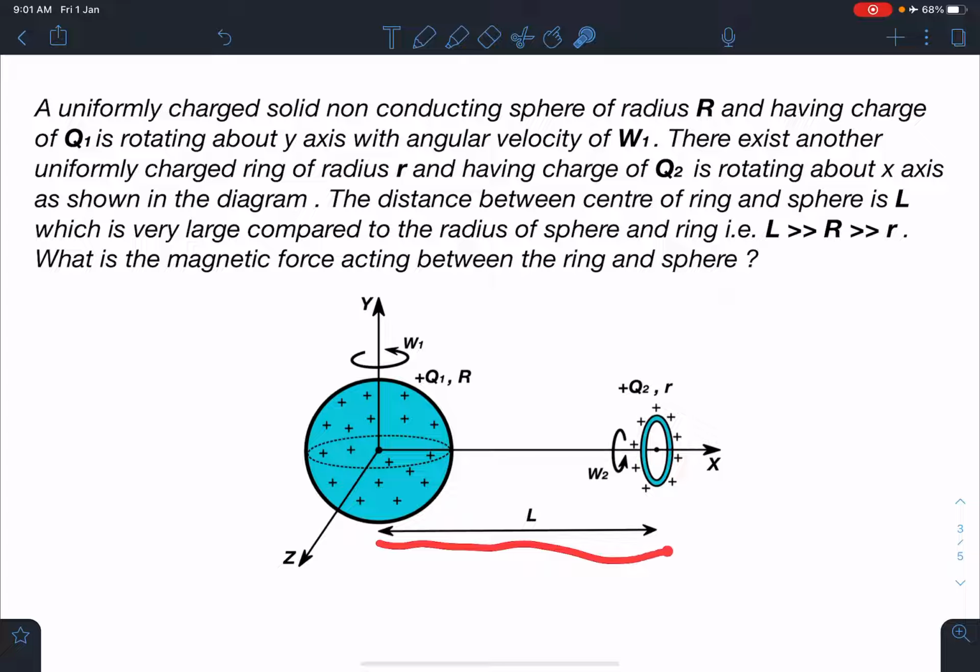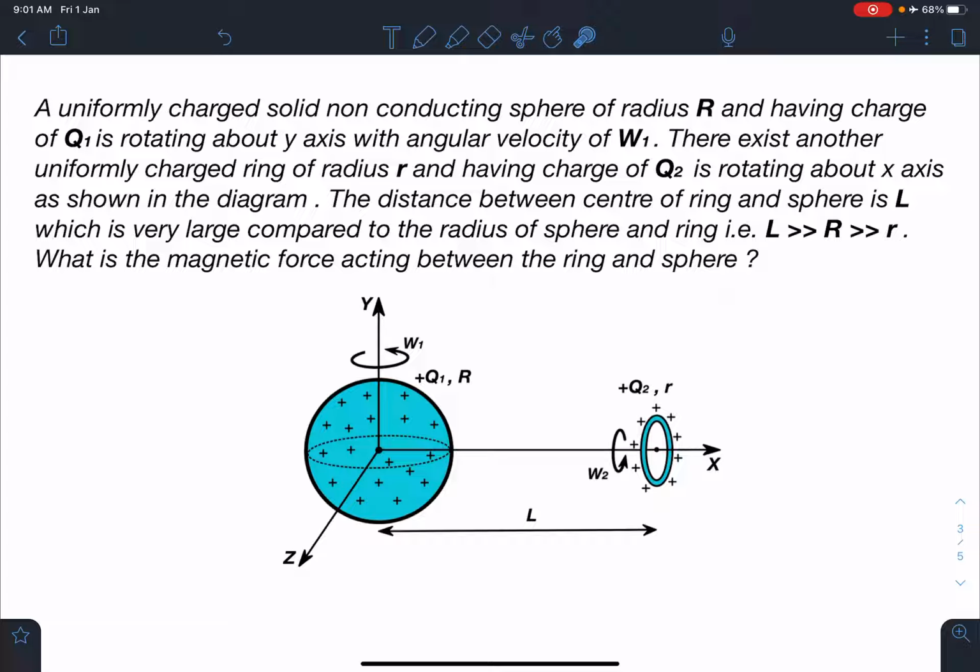So the center of the sphere and the center of the ring, that distance is L, which is very large compared to the radius of the sphere and the ring. That is, capital L is very large compared to R, and also very large compared to radius small r as well. They're asking what is the magnetic force acting between the ring and the sphere. At first look, this problem appears slightly tough, and actually it is tough if you solve it by the regular conventional method.